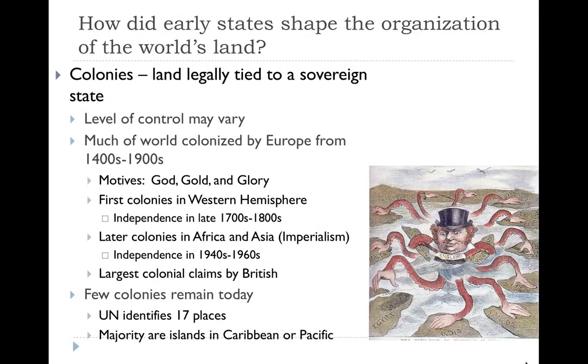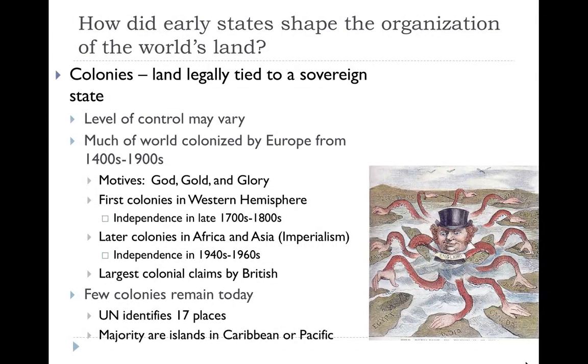The largest colonial claims were made by the British. So the United Kingdom controlled much of the world. And there's actually a line in the book they talk about that. They said that the sun never set on the British Empire. And that's because literally across the world, the sun was always up somewhere that was controlled by the British Empire at that time.